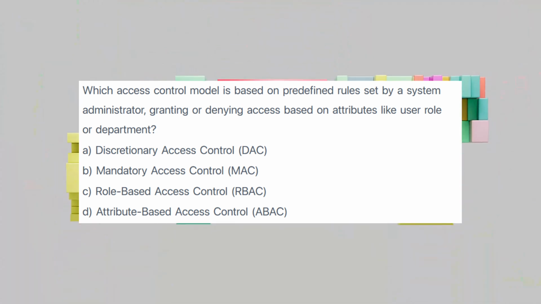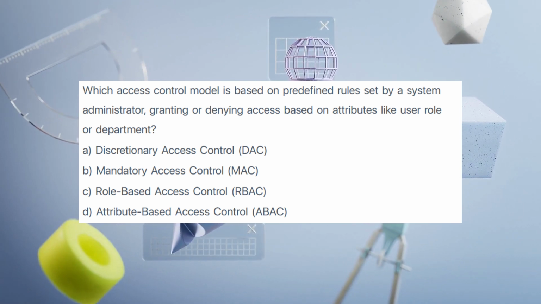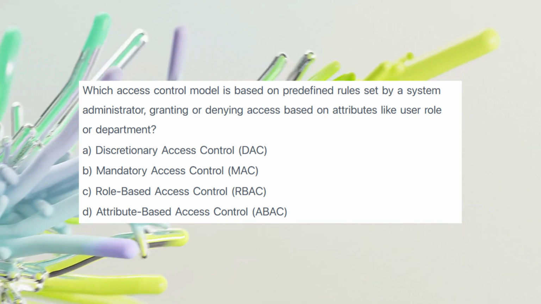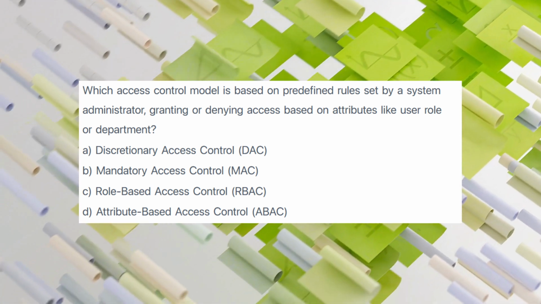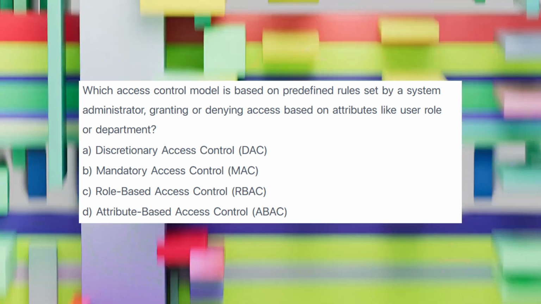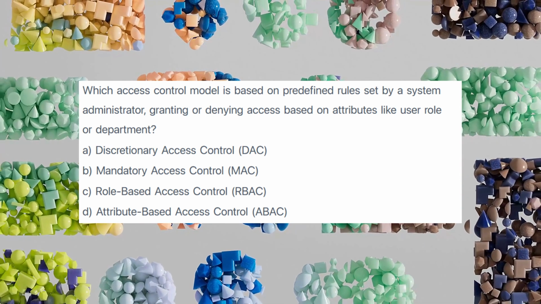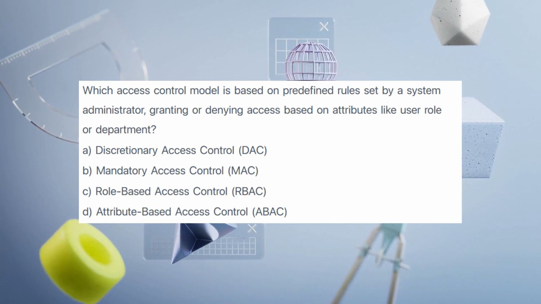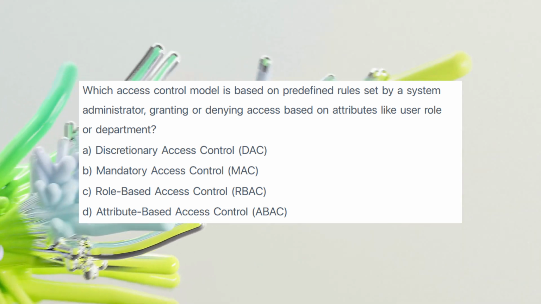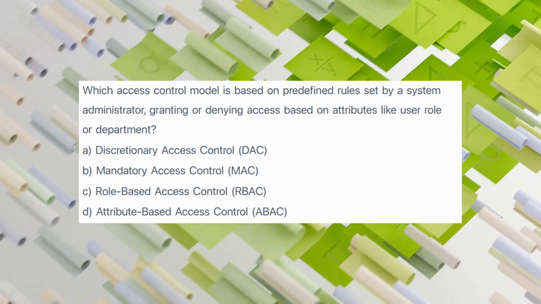The answer is C. Role-based access control, RBAC. RBAC grants permissions to users based on their assigned roles within an organization, e.g., manager, employee, admin. Option A, DAC allows resource owners to set permissions. Option B, MAC, is a stricter model based on security labels, e.g., top secret, secret. Option D, ABAC grants permissions based on dynamic attributes of the user, resource, and environment.